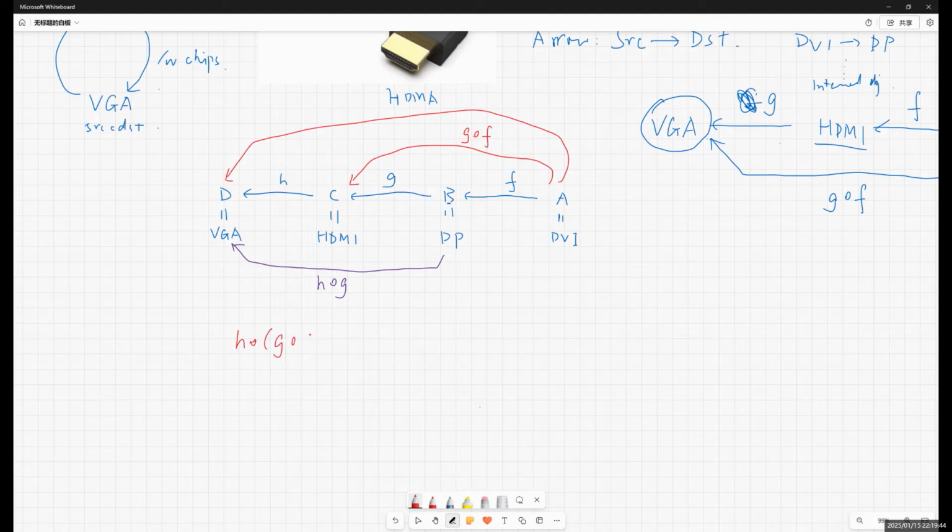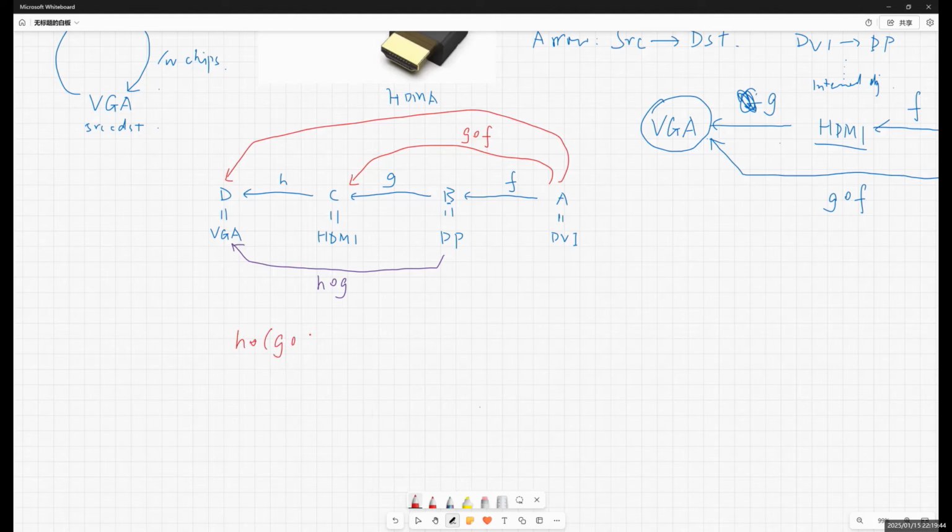And the other one from DVI, we go first through F here, and then go through DP to VGA here. So we have a composition like this. It's HGF.